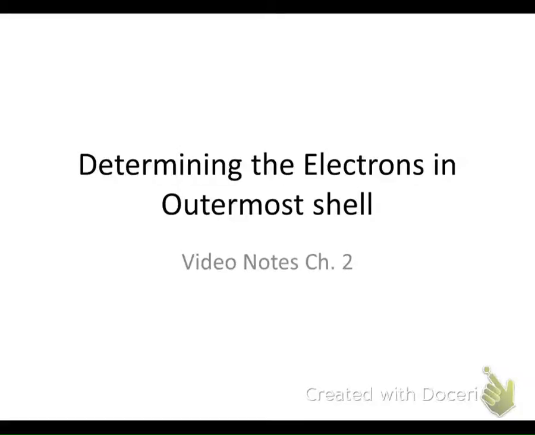This tutorial is to teach you how to determine the electrons in the outermost shell of the atoms, and this determines how many bonds that you have, both covalent and ionic.